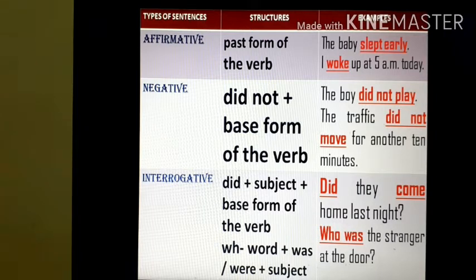In interrogative, the structure is as follows. Did plus subject plus the base form of the verb. That is, did they come home last night? And another way it can also be written is with a WH word. So the structure can be WH word plus was or were plus the subject. Who was the stranger at the door?